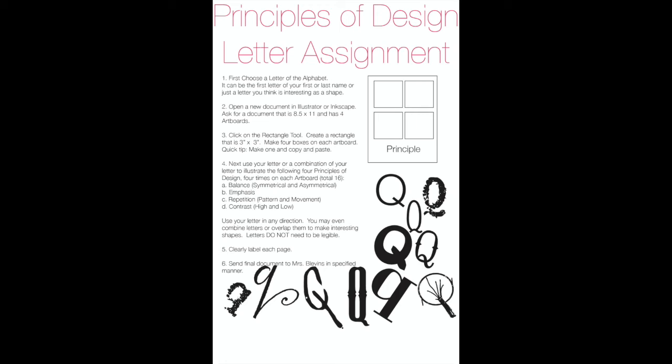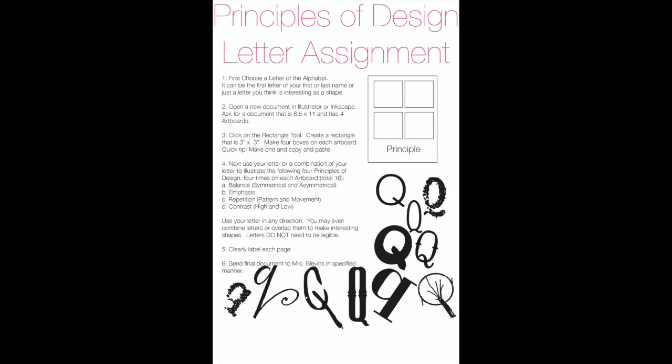Then open a new document in Illustrator or Inkscape. Ask for the document to be 8.5 by 11. That's a regular sheet of paper. You can ask for 4 artboards and do them all on the same document, but that sometimes is hard to send to me, so I might just make 4 separate documents, one for each one of the principles. Next, click on the rectangle tool and create a rectangle that's 3 by 3. If it's not exactly 3 by 3, that's fine. Just make it so that they're on the page and they're set up nice and neatly. What I would do is I'd probably make one rectangle and then copy and paste it.